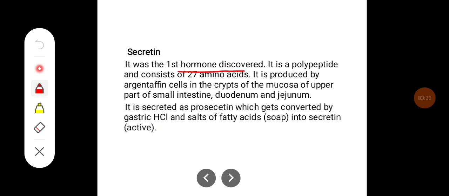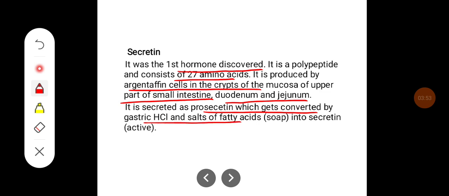Secretin is the first hormone discovered. It is a polypeptide and consists of 27 amino acids. It is produced by argentaffin cells in the crypts of the mucosa of the upper part of the small intestine, duodenum, and jejunum. It is secreted as prosecretin, which gets converted by the gastric HCl and salts of fatty acids into secretin, that is, active secretin.